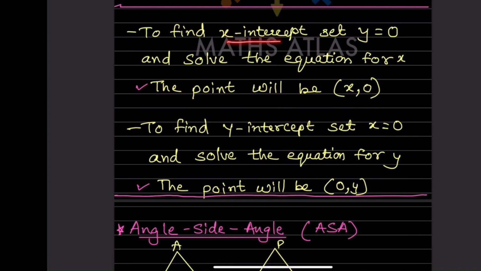And here you have to see the points to find the x-intercept. Whenever there are problems to find the x-intercept, you have to take y as 0 and then solve the equation for x. The x-intercept means y is 0. So this is x and this is y. Here you should put 0 and what you get will be the x. So you will write it as x and 0. And to find the y-intercept, you have to put x as 0. So this is x and this is y. Here you put 0 and whatever you get will be y, so it is 0 and y. So these 2 points we have to remember.